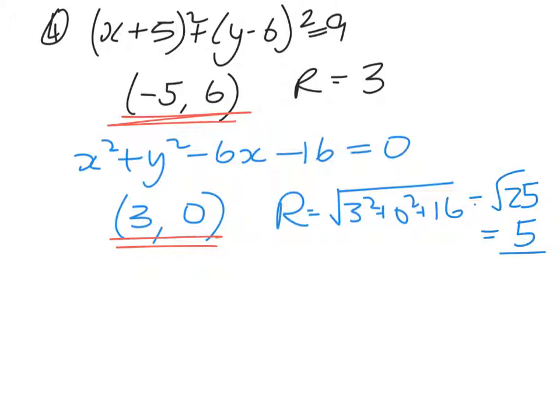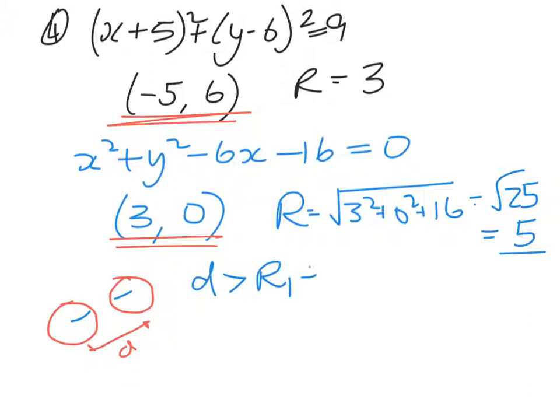Show that the two circles do not intersect. So we have this diagram here. So we need to calculate the distance between the centres. We know what one radius is, we know what the other radius is. If the distance between the centres D comes out to be bigger than R1 plus R2, then our conditions have been met.